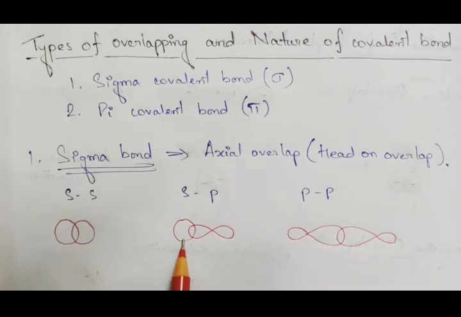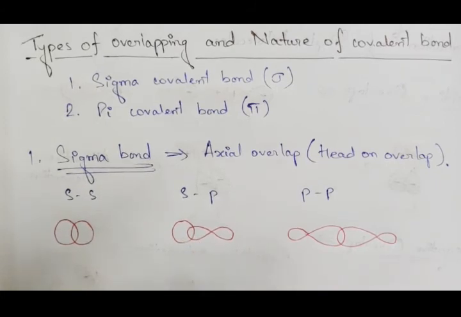When one s orbital gets overlapped axially with a p orbital, it is called the SP overlap. And this type of axial overlapping between two separate p orbitals is called the PP overlap, and the sigma bond consists of only a single bond. Clear?